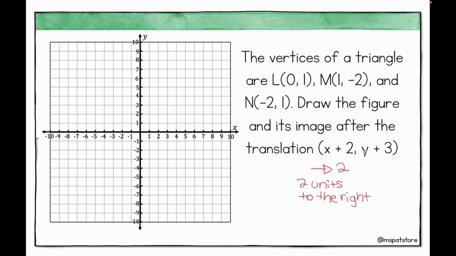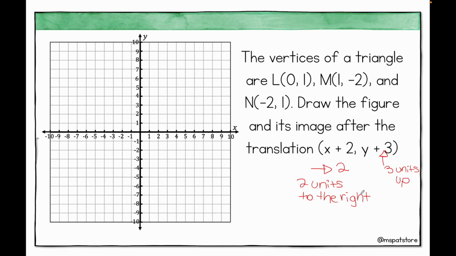Let's analyze the other example. Here it says y plus 3. So you need to think about, where are the positive numbers in the y-axis? Are they down here or up here? Exactly. They are up. This means that you need to go up, okay? 3 units. That's what it means.